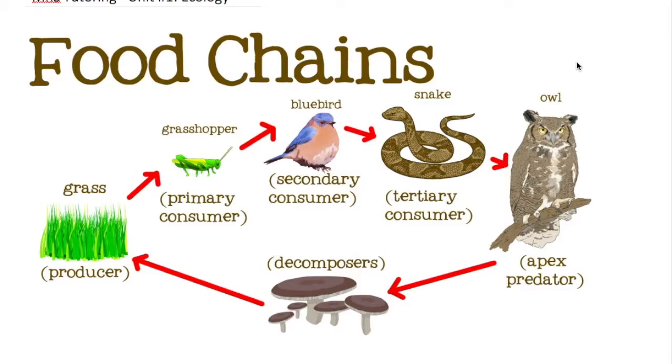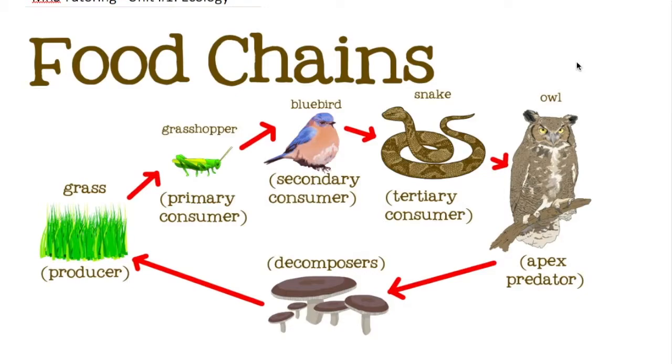Welcome back to another MNS tutoring video, and in this video we're going to be starting our first unit in grade 9 science, ecology. So in this video I'm going to be talking to you guys about food chains and different types of ecosystems where different types of food chains can sustain themselves.